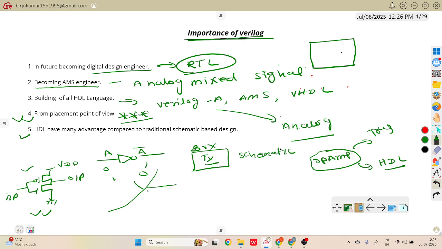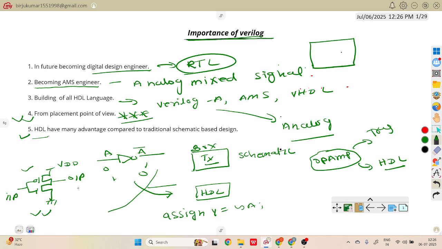But the same inverter we can design with the help of Verilog HDL, and also Verilog-A, but here I am talking about Verilog. Simply you need to write the code. Don't worry about the code; I am just writing a piece of code here: Y, and I am taking the input A.